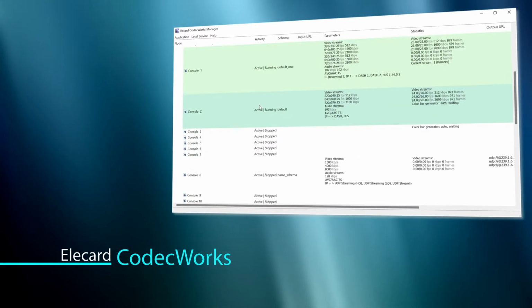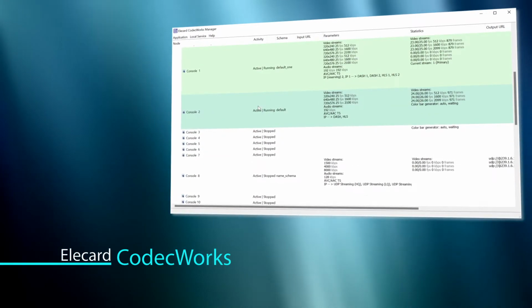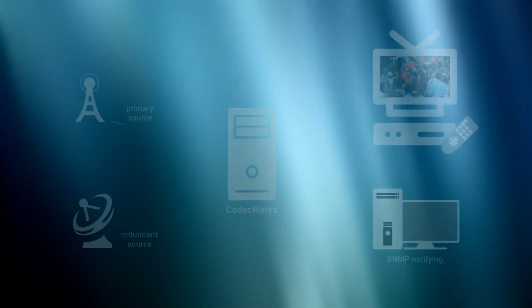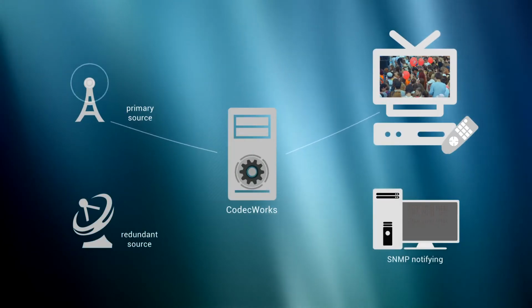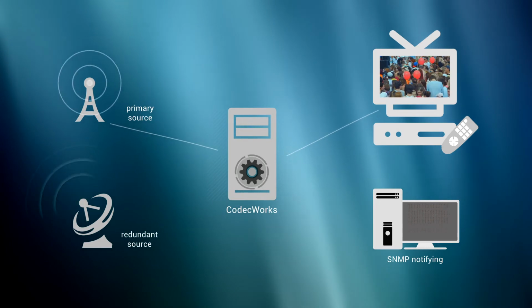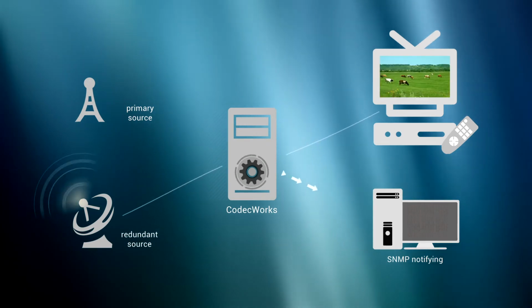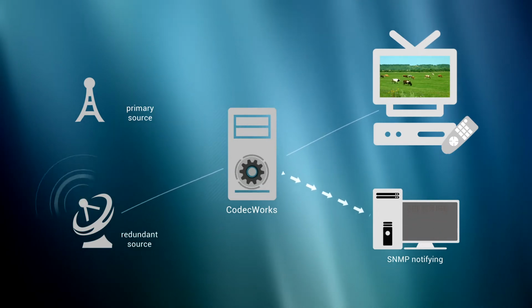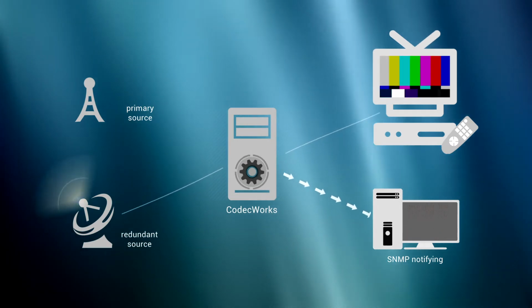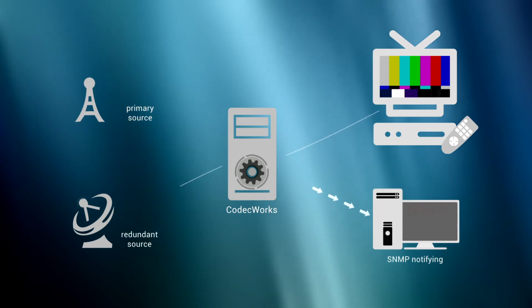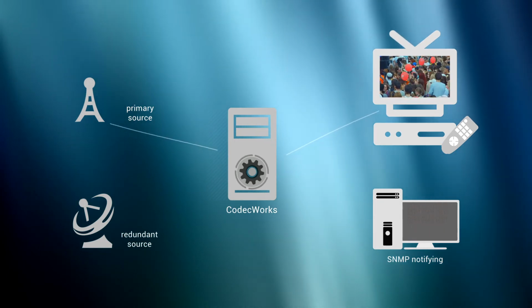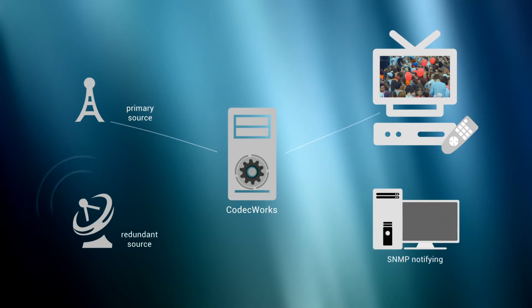In this video, we will consider the triggers used by Elecard CodecWorks to detect problems in the input stream and take actions to maintain continuous broadcasting. These can be switching to a redundant source, enabling color bar generation, and notifying via SNMP. You can learn about setting up these features from previous videos.